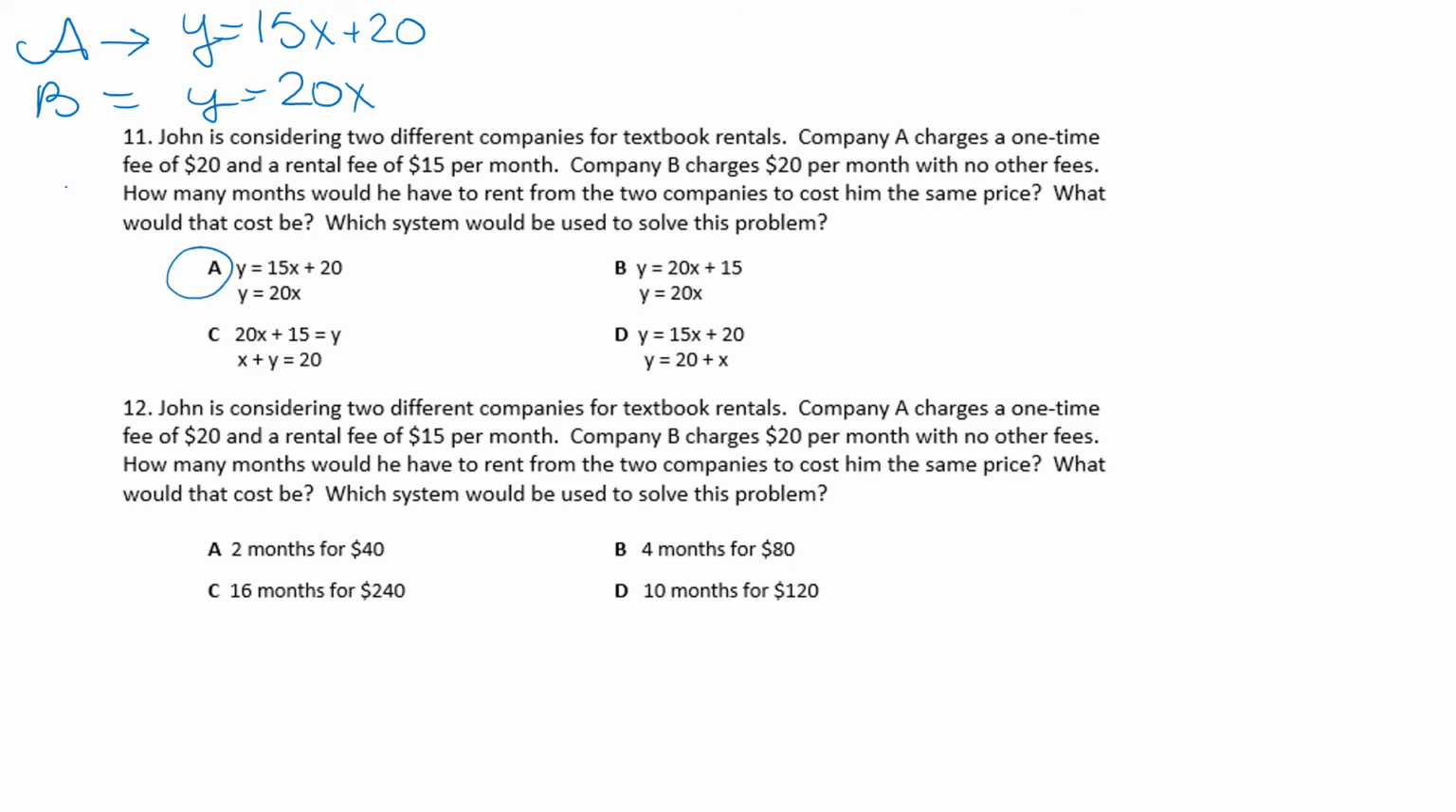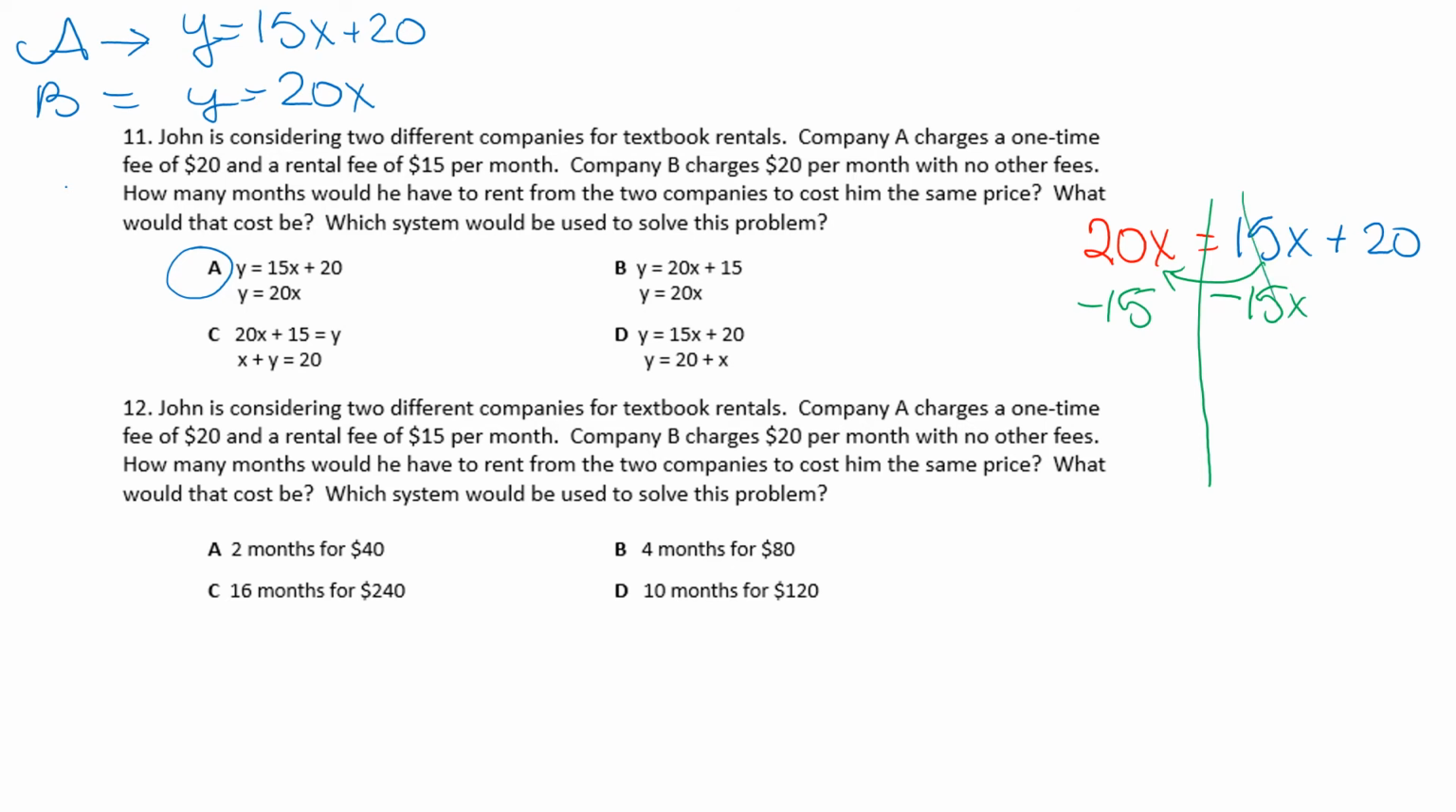And so then 12 is the exact same problem, except now we're having to solve that system of equations. So since these are both set up with y equals, we're just going to put these two pieces equal to one another. So that means we would have 20x equals our 15x plus 20. So we need to get our x's to the same side of the equal sign. So I'm going to move my 15x to the other side, so that'd be a minus 15x to both sides of the equal sign.